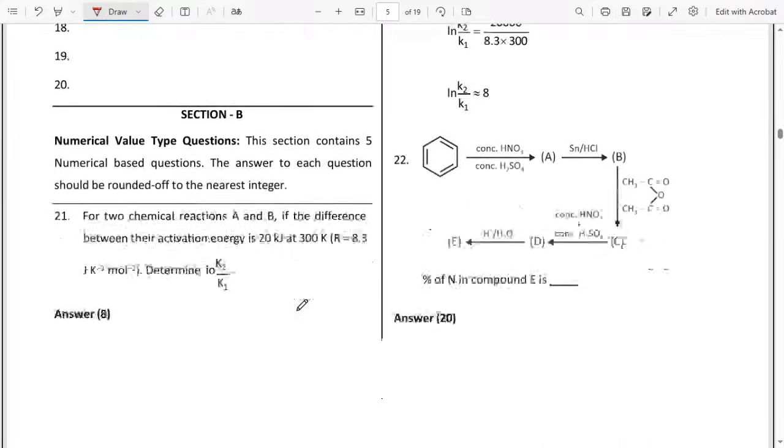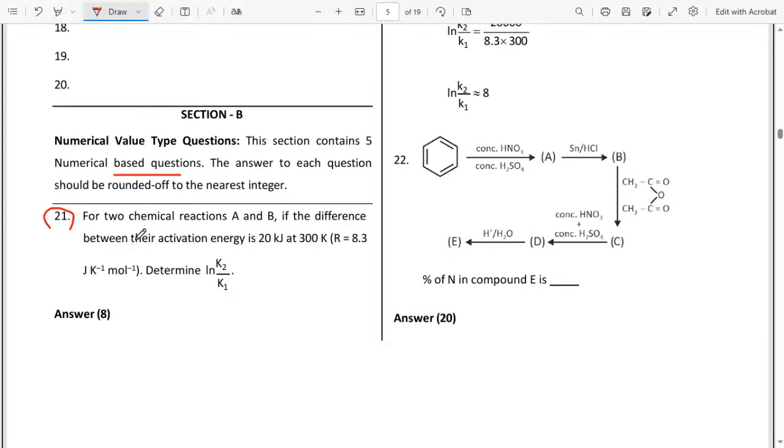Dear students, this section is going to have 5 questions which have to be answered in numerical value. The answers are numerical value answers. This section contains 5 numerical based questions. The answer to each question should be rounded off to the nearest integer. Let us see the questions.